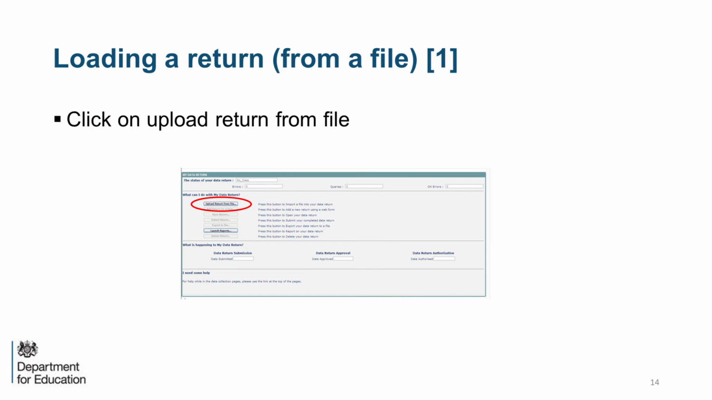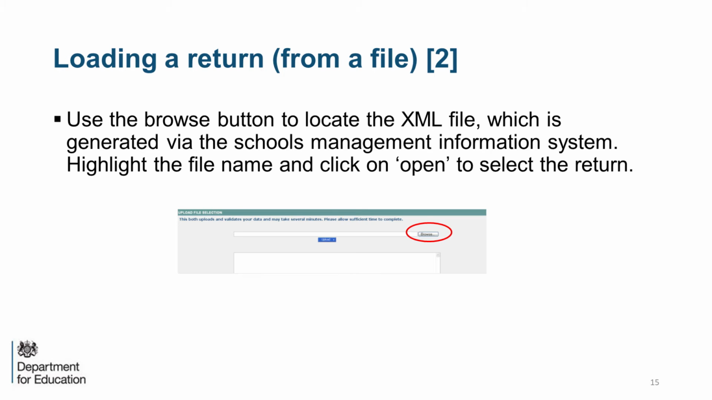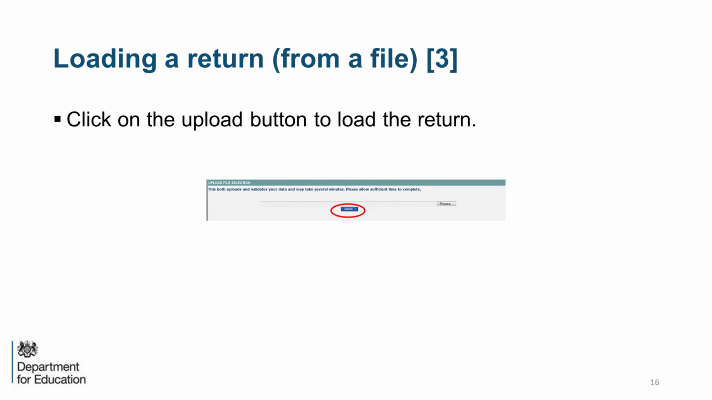To load your return, click on the Upload Return from File. Use the Browse buttons to locate the XML file, which is generated via the School's Management Information System. Highlight the file name and click on Open to select the return. Click on the Upload button to load the return.